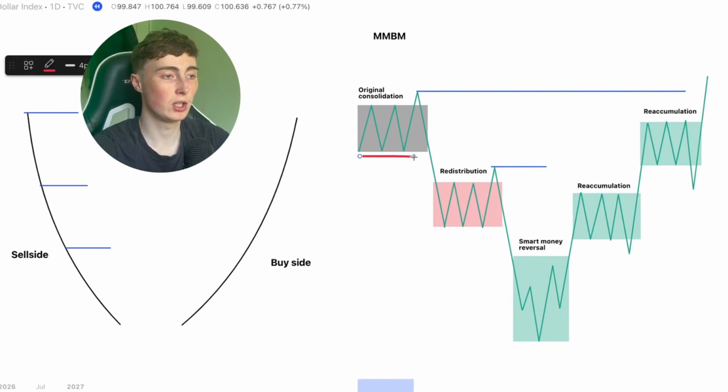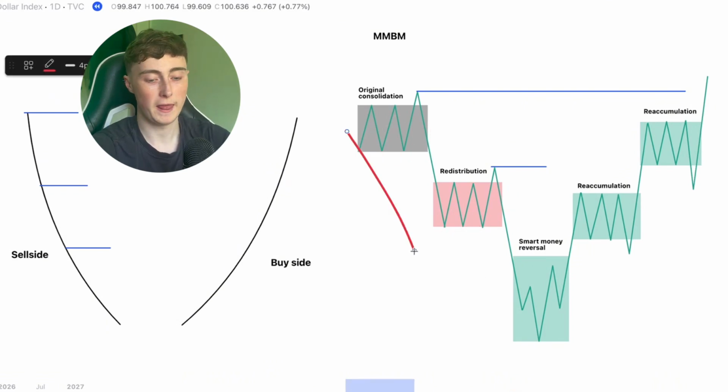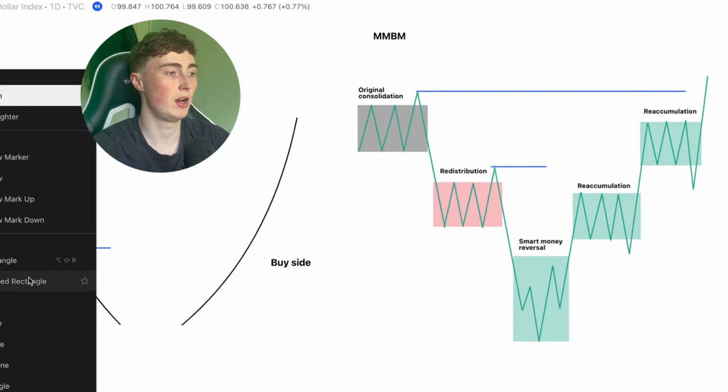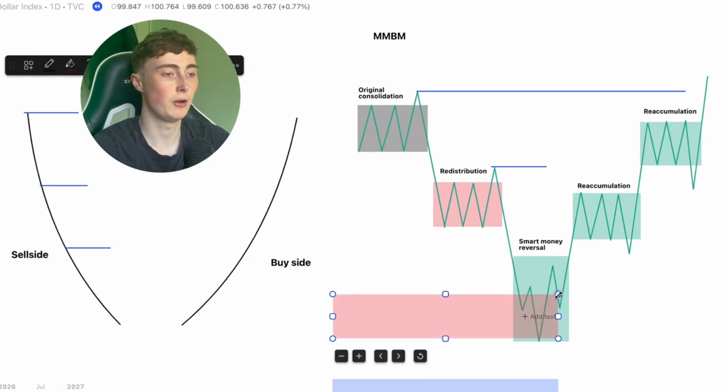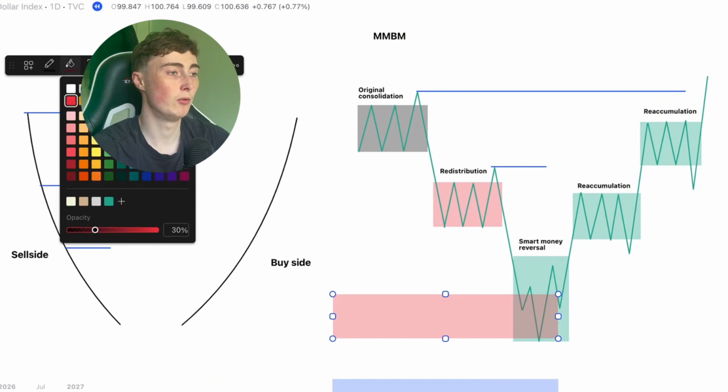You get an original consolidation followed by an impulse. Then price may redistribute and impulse 1, 2, 3 more times before price turns around. Now, usually this sell side of the curve is going to be targeting some kind of higher time frame zone, right? Let's say you're expecting a buy side of the curve to form, but you have a higher time frame zone down here that you want price to tag before reversing.